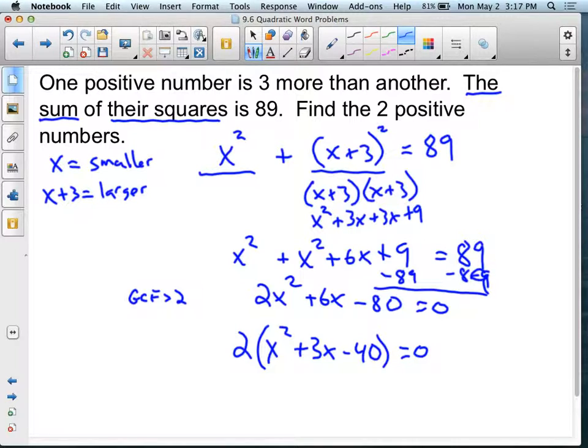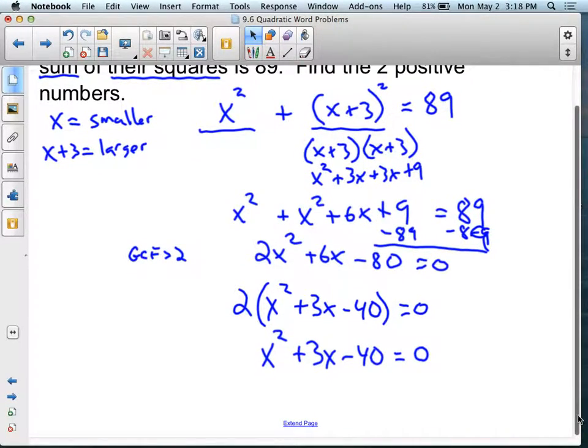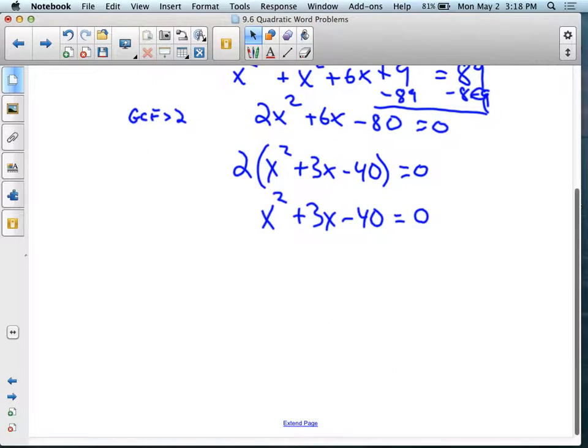Now here's an interesting little thing. I noticed that I have 2 times something, this trinomial, equals 0. My zero property says that one of those two things, either 2 or the trinomial, has to equal 0. Well, I know that 2 doesn't equal 0, so if I divide everything by 2, all I'm going to be left with is just the trinomial equals 0. And that's something that we can solve.